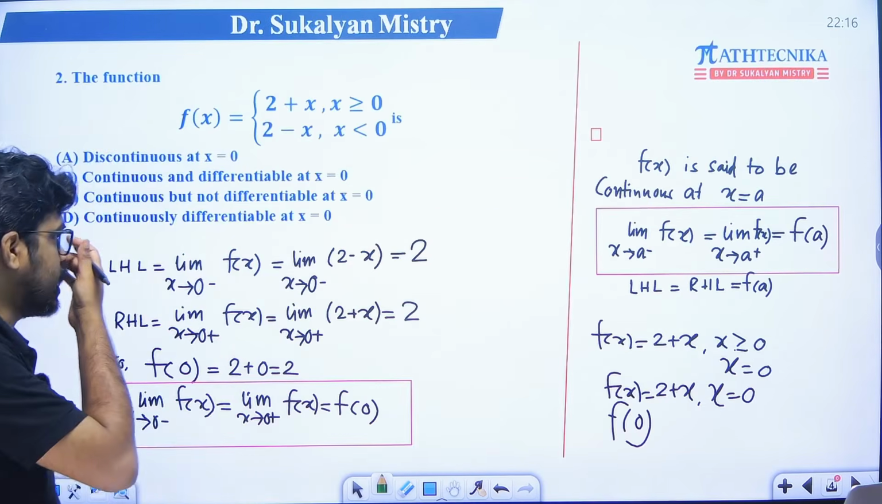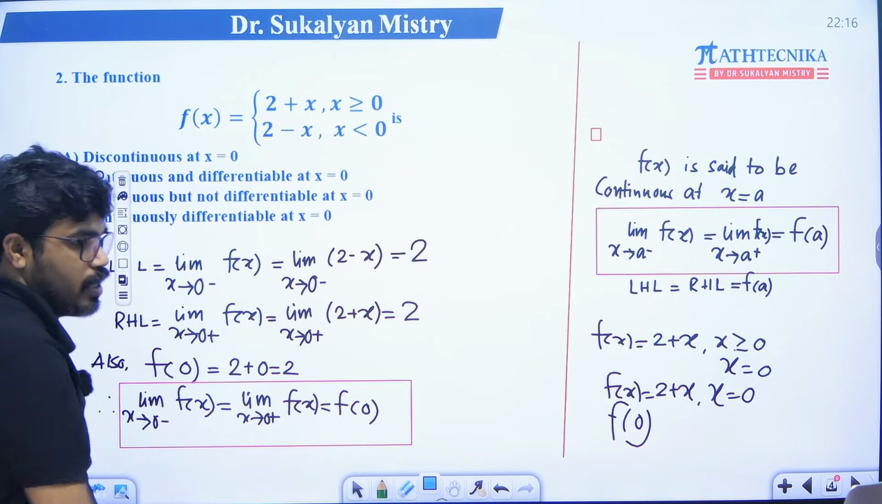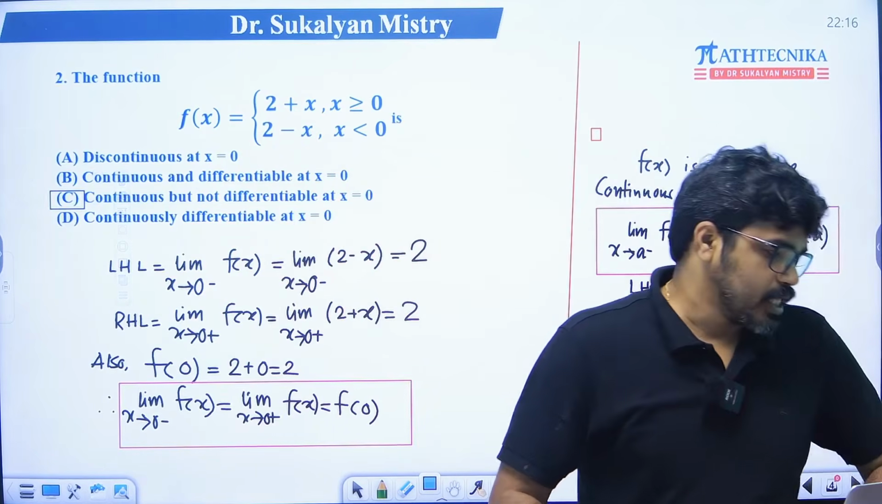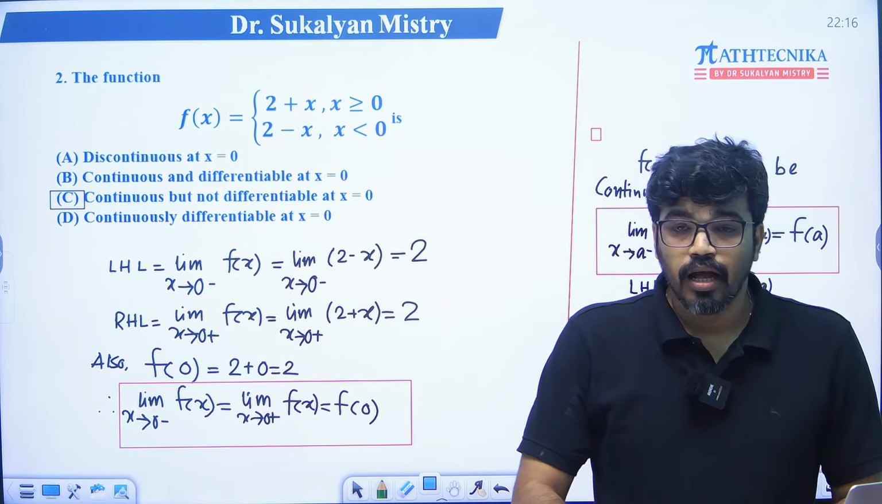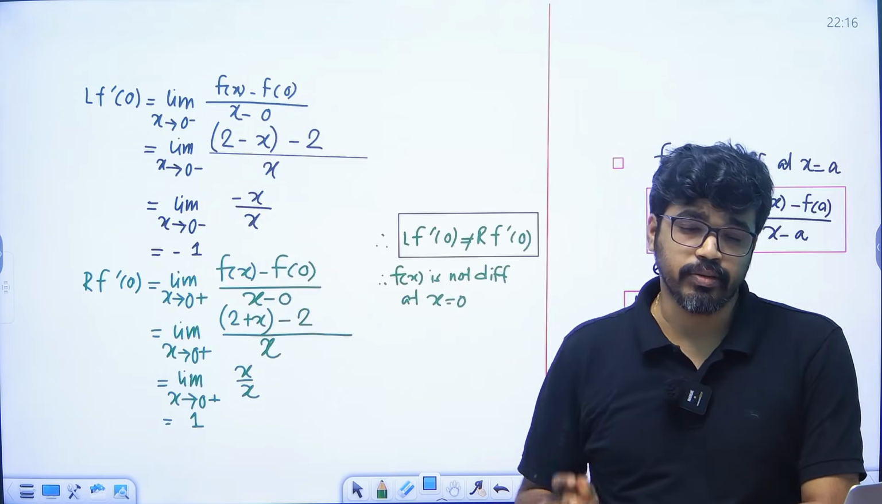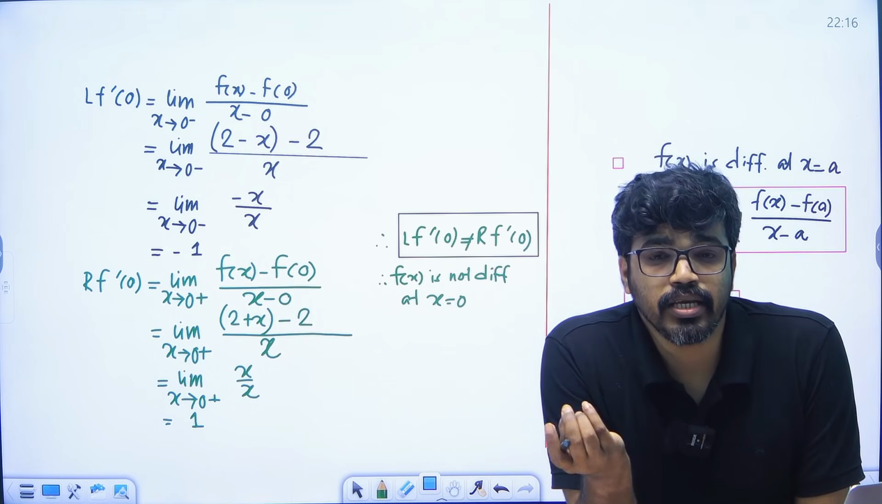So this function is continuous but not differentiable. So option C is the correct answer. Clear? Option C is the correct answer because we see that the function is continuous but it is not differentiable. It is a very important note: if a function is differentiable, then it must be continuous.